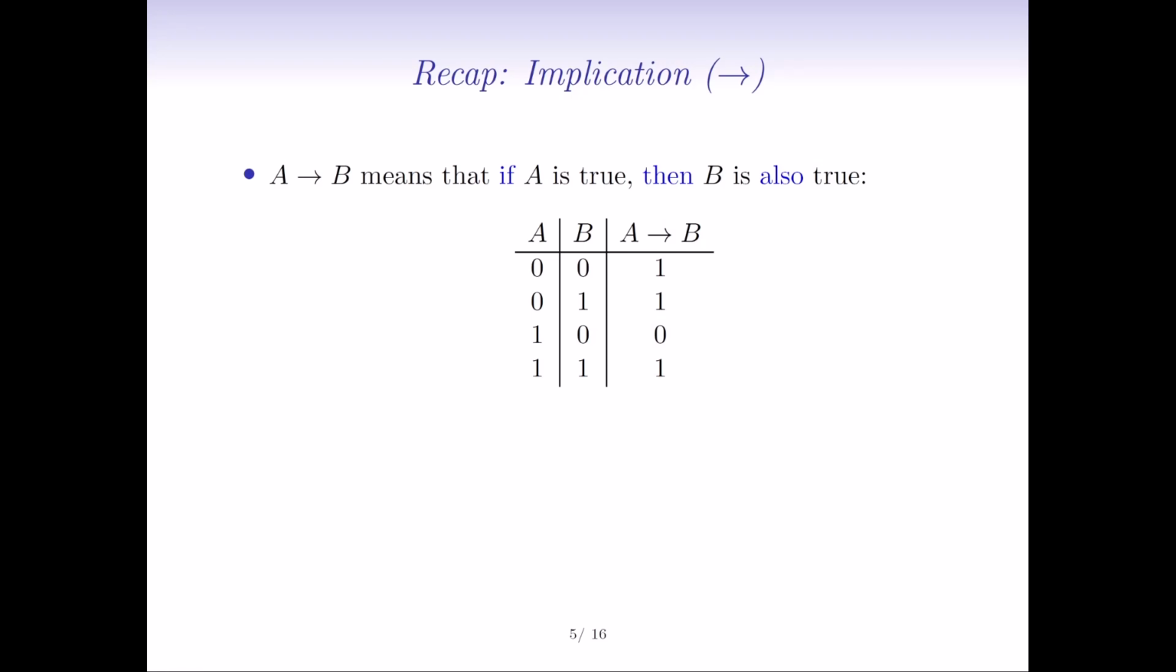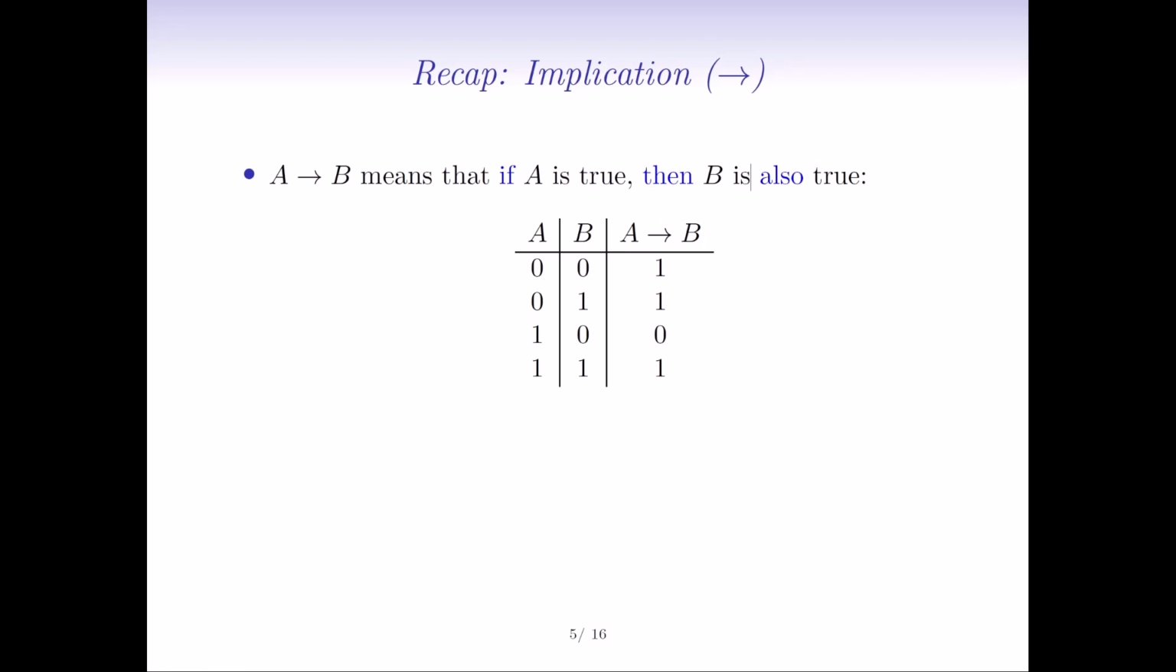In all other cases, the formula A implies B is true, which means that A implies B is equivalent to not A or B, because if A is false, then A implies B is true, and if B is true, then A implies B is true as well. And that's exactly all the cases in which A implies B is true.